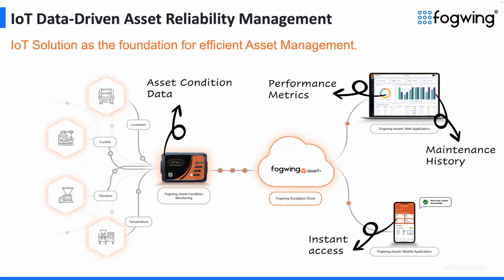So to put it together, we need a system software and the IoT solution combined together to follow all these operations. So IoT is the foundation for any reliability management, efficient reliability management. And today we are going to talk about how Fogwing Asset Plus is going to play in this role.